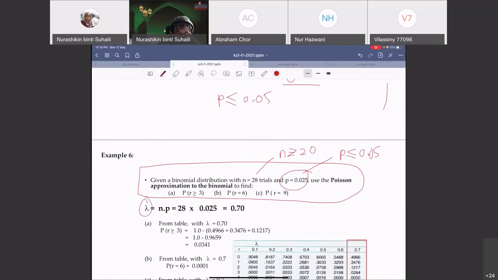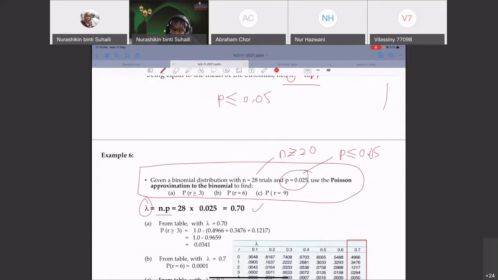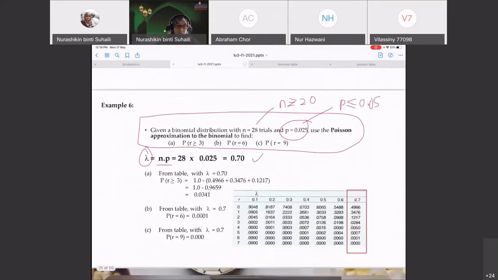And how do you calculate it? Lambda is equal to n times p. Here n is 28, p is 0.025. Then you get a lambda of 0.7. And from there you can proceed with the Poisson distribution. You can use the table.